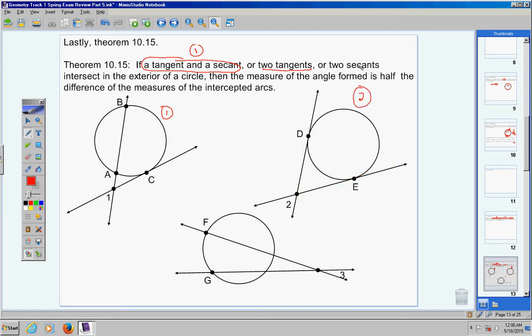Scenario number 3, two secants. Well, this is a secant. It intersects the circle in 2 places. This is a secant. It intersects the circle in 2 places. So this is scenario number 3. Okay? So when you have any of these 3 scenarios, the measure of the angle formed is half the difference of the measures of the intercepted arcs. Okay? So with that in mind, let's take a look at some problems.